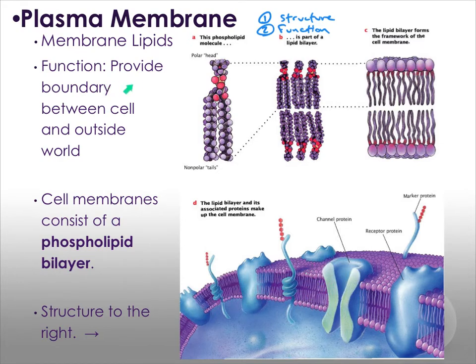Looks like that. Function, well, it's to provide a boundary between the cell and the outside world. It also allows stuff to come in and out of the cell. The plasma membrane serves to give both that barrier to the inside world and the outside world. And there's also membranes within the cell made out of phospholipids too.